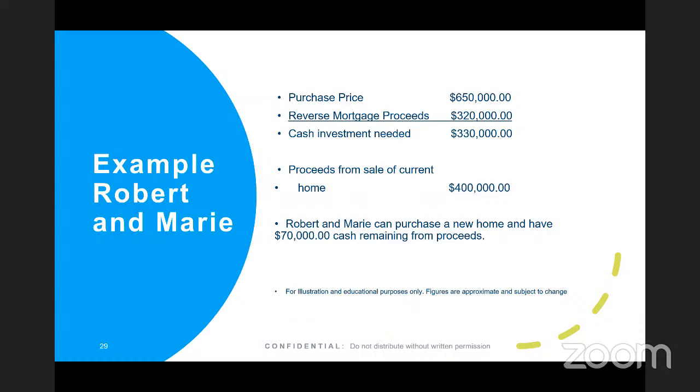So in this way, they can utilize the reverse for purchase. They can purchase their new home and have $70,000 cash remaining from the proceeds from their other home, their previous home that was already sold. They netted $400,000 and they only need to invest $330,000 to get this new home utilizing the reverse for purchase.